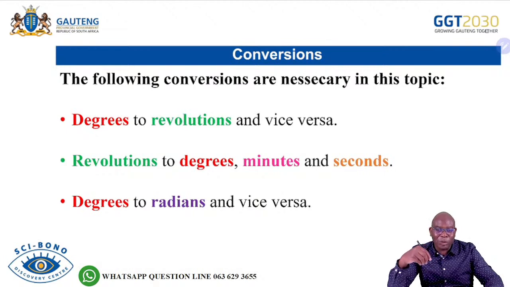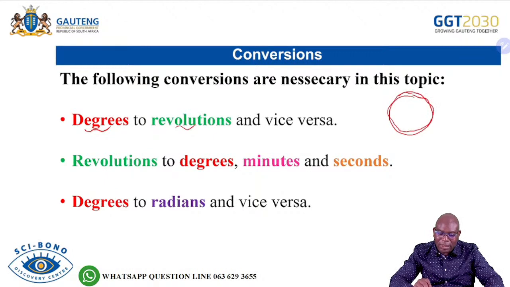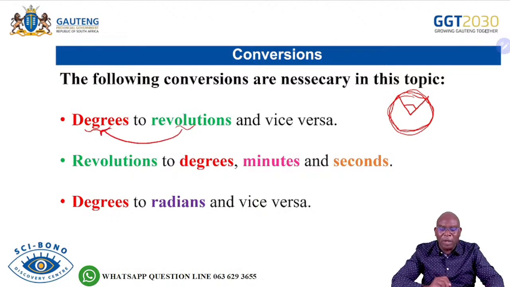But in this lesson today, we're going to be concentrating on the following: how to take degrees to revolutions, because we're going to be working with revolutions. If I'm talking about a revolution, I'm talking about the whole. So a circle is one revolution. If I've got some degrees, how many revolutions do I have? That's what we're going to be talking about, and also vice versa. If I've got revolutions, how do I then take them to degrees?